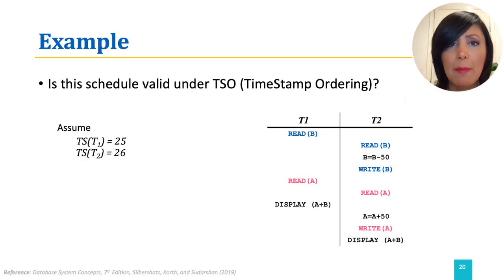Then write B happens in T2. Since the write timestamp of the object is currently 0 and the read timestamp of it is 26, the transaction is allowed and the write timestamp of object B is updated to 26. Then read A at T1 happens, setting A's read timestamp to 25. And this process continues at execution time, and we can see that the transactions T1 and T2 meet the TSO conditions. And therefore, this schedule is valid.